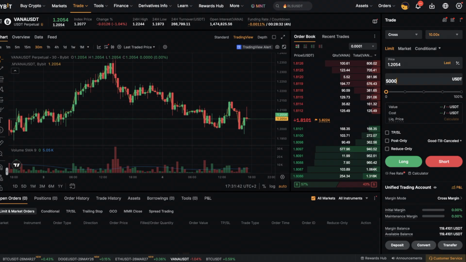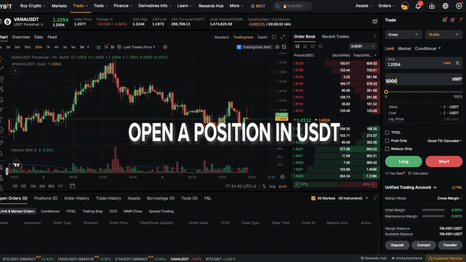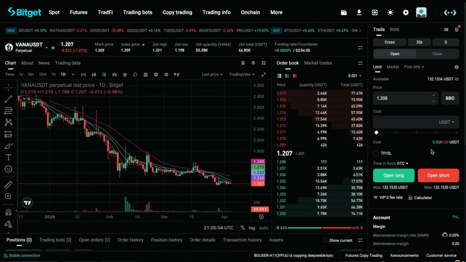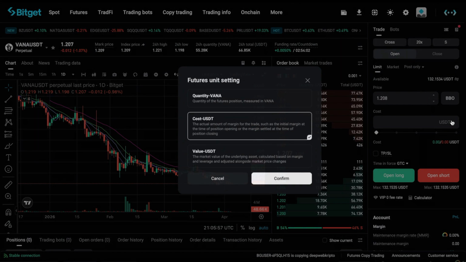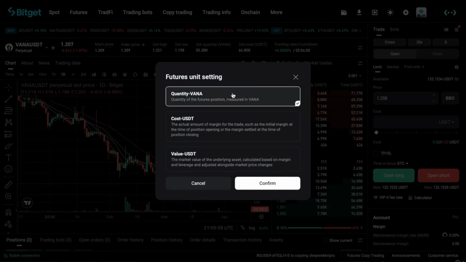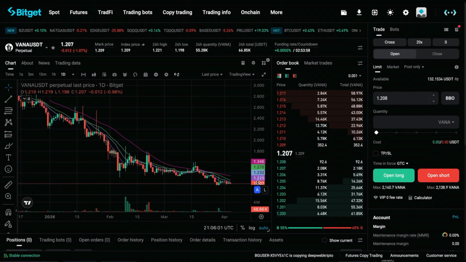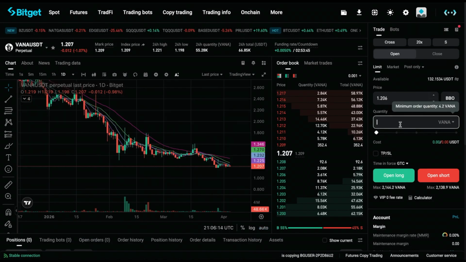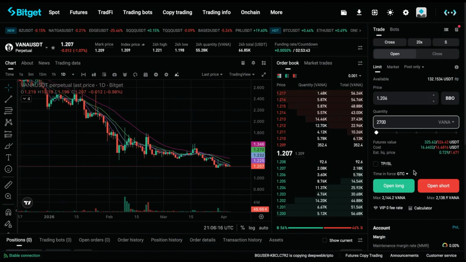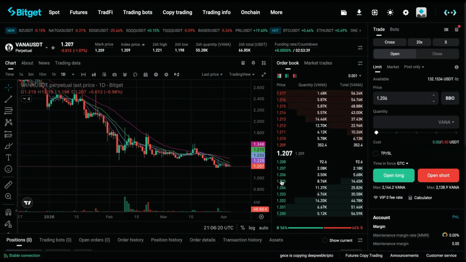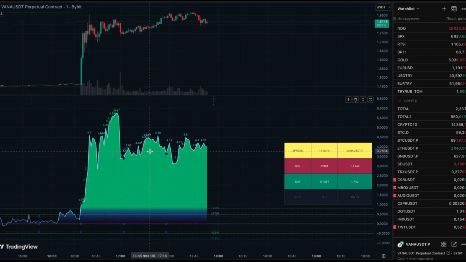The second point. The first trade, for example the short, should be opened in USDT. For instance, with 5,000 USDT, we short 2,700 Vana coins. But on the second exchange, we need to open the long position not in USDT, but in the actual number of coins from the first trade. That is, we must long exactly 2,700 Vana coins. If you open both trades in USDT, the balance of the arbitrage pair will be slightly disrupted. That's why the first trade is opened in USDT, and the second one in the exact quantity of coins.